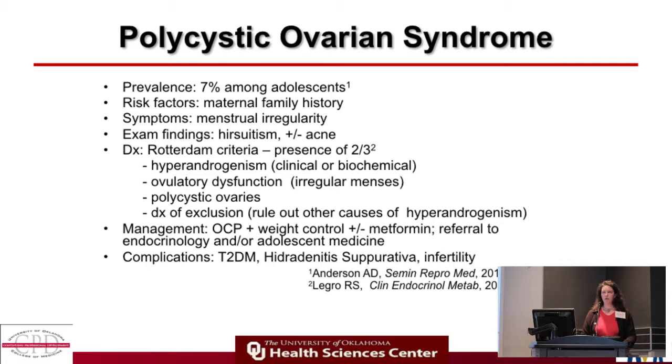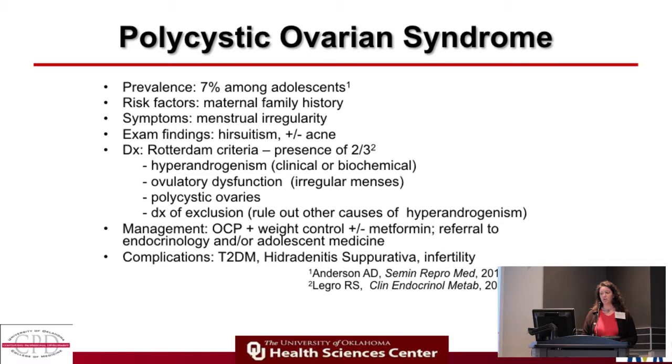plus or minus metformin if they have glucose intolerance with PCOS, because PCOS is a risk factor for diabetes. Referral to endocrinology or adolescent medicine as needed. So typically it's weight management and birth control. So as the primary care provider, if you're doing that, then not necessarily needing to refer out.